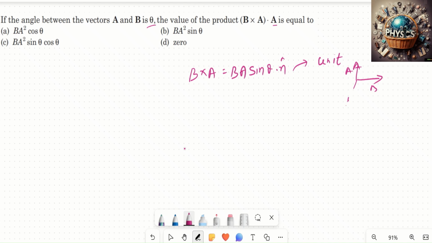Let it be another vector C, which has BA sin theta as its magnitude and n cap as the unit vector along this direction. C is perpendicular to the plane containing B and A. Then C dot A will be CA cos theta. Since C is perpendicular to the plane containing B and A, C is also perpendicular to A, so theta will be 90 degrees. It means that CA cos theta will be 0. So the answer is 0.